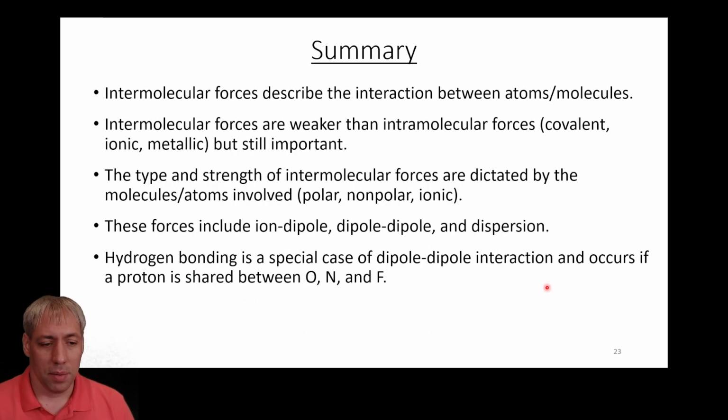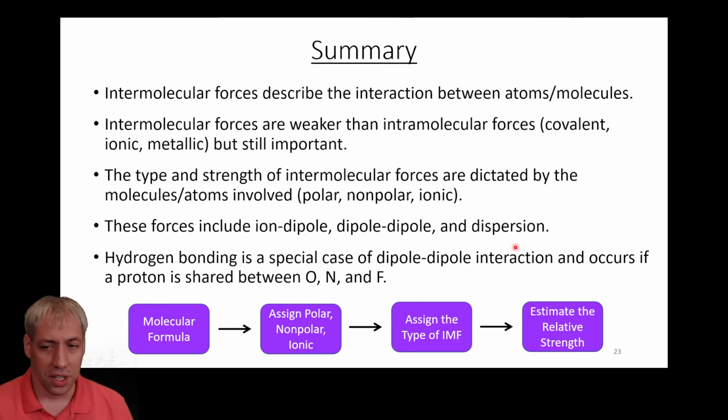So yeah, that's the summary. Basically what we've done is we've gone through a journey. We take a molecular formula, we turn it into a 3D structure. From that 3D structure, we can use the polarity of the molecules. We can assign it as polar, nonpolar, or ionic. And then from those defined species, we can say which two things are interacting and how do we define those, whether it's a polar with a polar, nonpolar with nonpolar, polar with nonpolar, so on and so forth. That tells us the type of intermolecular force.